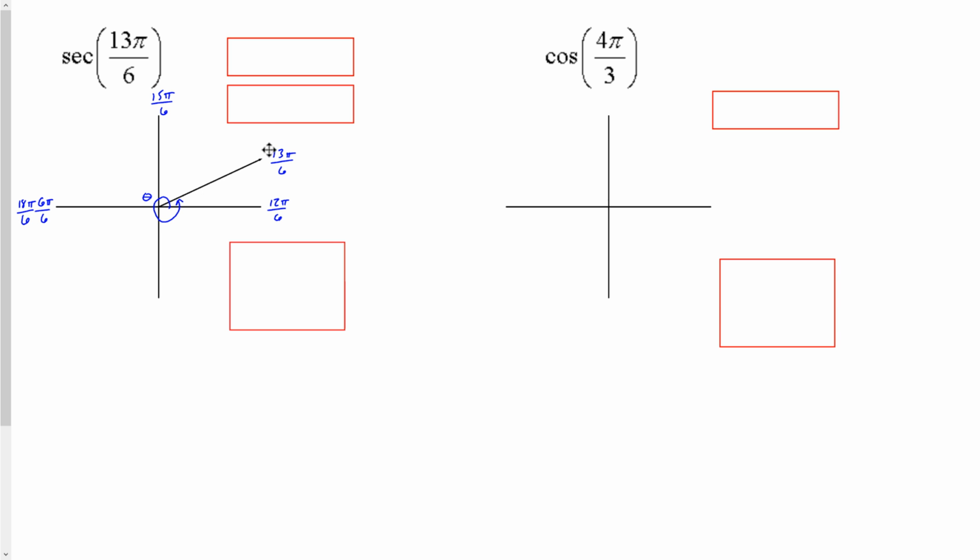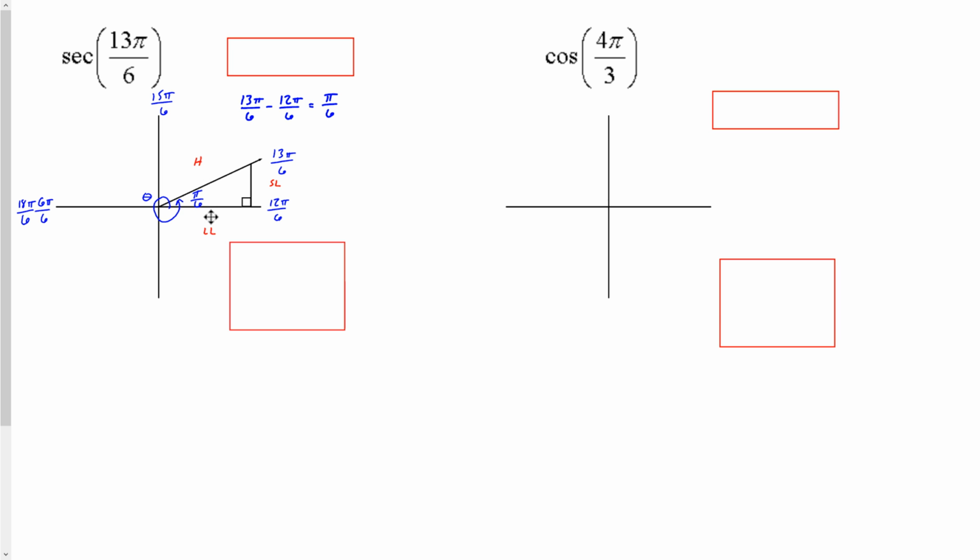Finding your reference angle from 13 pi over 6 back to 12 pi over 6, you'd have pi over 6 when you do larger minus smaller. You can draw in your line going back to the x-axis to make your right triangle. Now, if this is pi over 6, we know that's a 30-degree angle. So you have your short leg opposite the pi over 6. The long leg would be opposite the pi over 3 in this top corner angle, and then your hypotenuse is opposite your right angle.